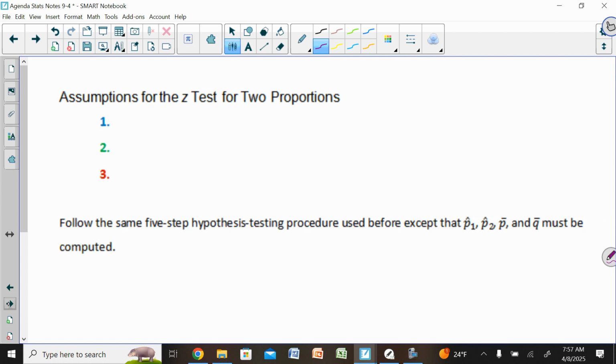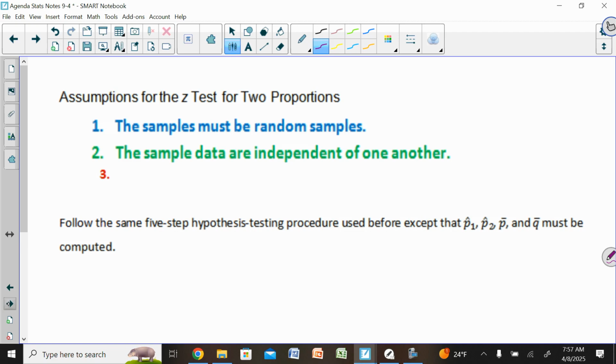So there are assumptions for the Z-test. We talk about these in every section. Typically, they're conditions that we have to check. I don't ask you to check them, but I want you to be aware of them. We do know that our samples must be random. We also know that our samples must be independent. And we've looked at this before. For both samples, our n times p has to be greater than or equal to 5, and our n times q has to be greater than or equal to 5.